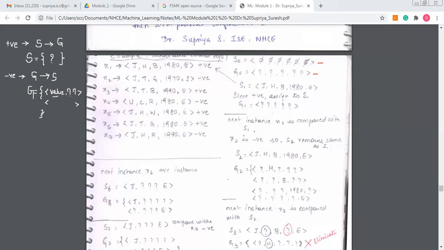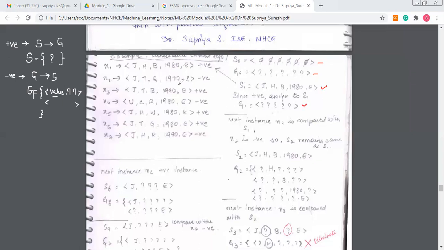Let us check it out with the example. What is that, eliminating instances with G and S? Since my first is a positive example, I have x1. I'm going to take the x1 instance, so S1 is going to be assigned x1. S0 and G0 are assigned already. It's a positive instance, so I'm going to assign it to S1. S1 is the first instance, since it's the positive one. And my G1 remains the same, right? I'm not going to touch G1 when I get the positive instance. So G1 remains the same.